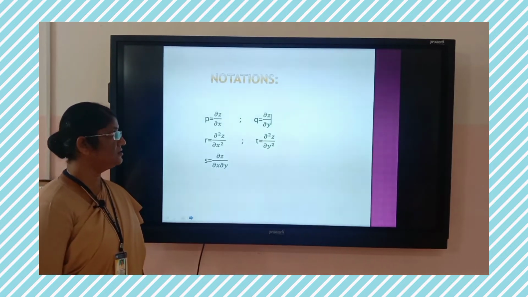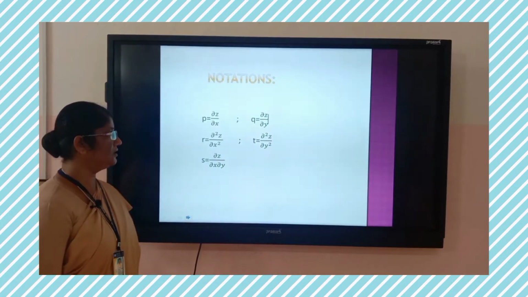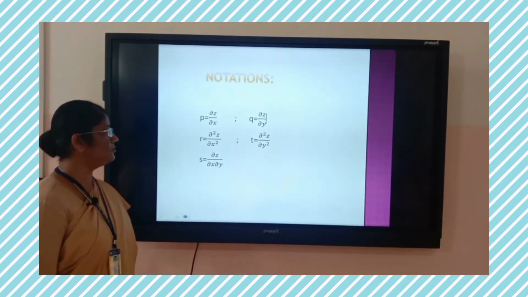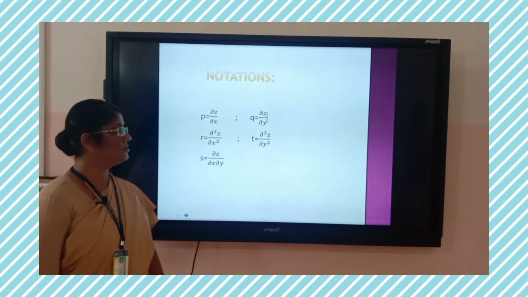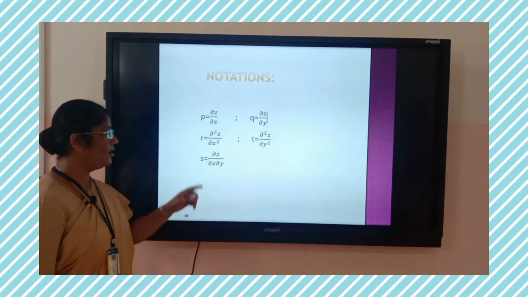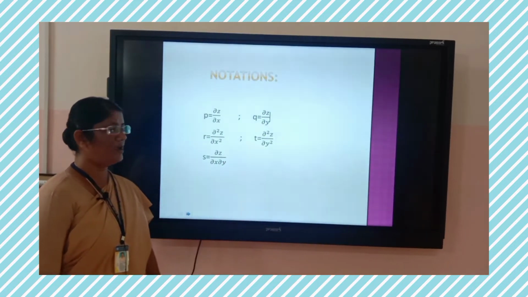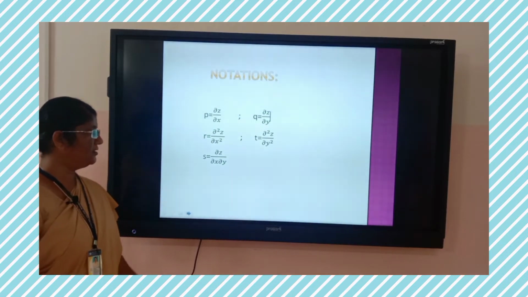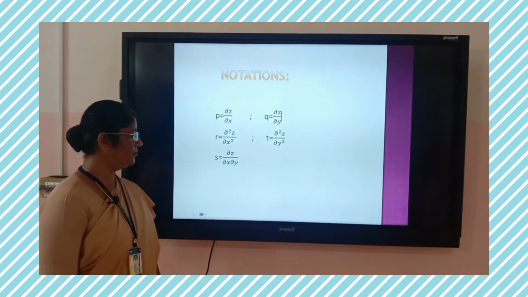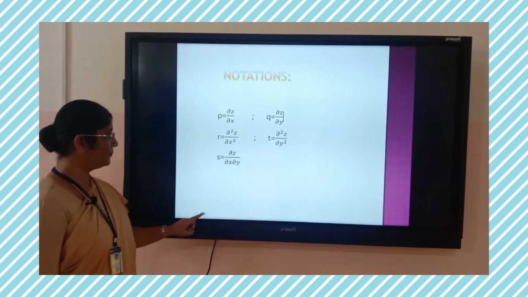These are all the notations that we use in partial differential equations, that is p = ∂z/∂x, q = ∂z/∂y, r = ∂²z/∂x², t = ∂²z/∂y², and s = ∂²z/∂x∂y.